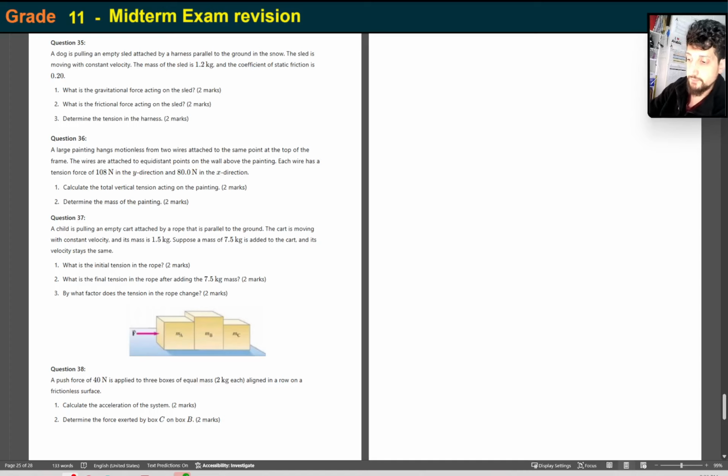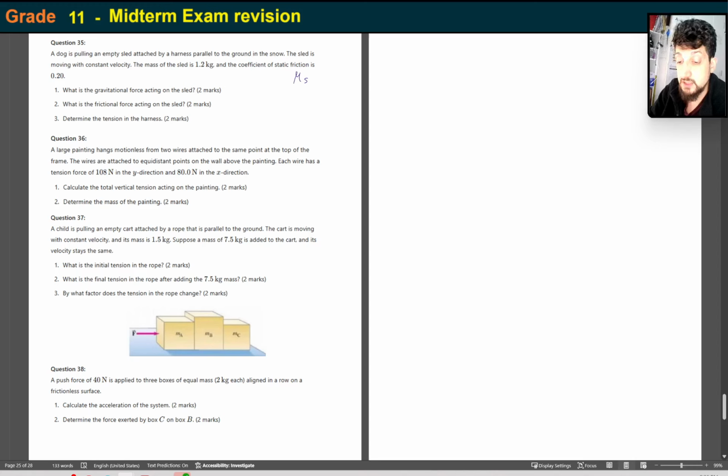Okay, let's carry on. Question 35 says a dog is pulling an empty sled. Let's see if this actually still works. Yeah, it works. A dog is pulling an empty sled attached by a harness parallel to the ground in the snow. The sled is moving with a constant velocity. The mass of the sled is 1.2 kilograms and the coefficient of static friction is 0.2. So the coefficient of static friction means this here, mu s.